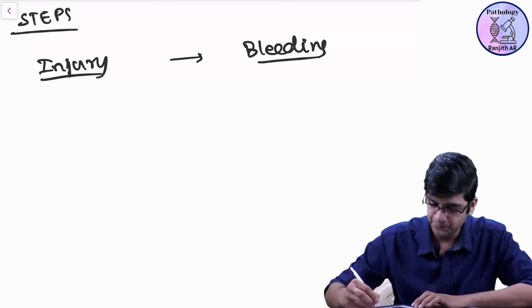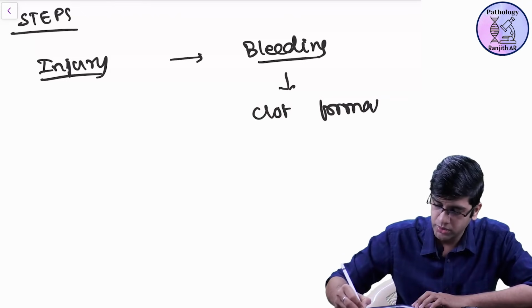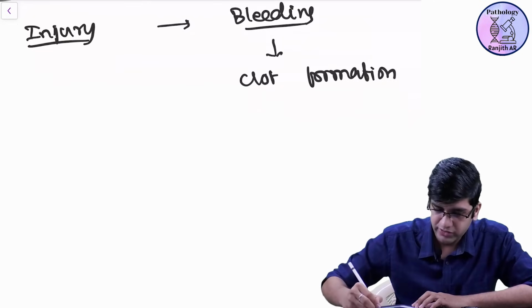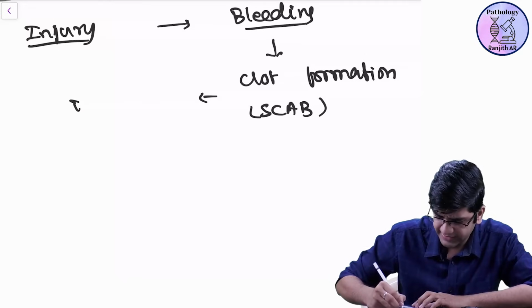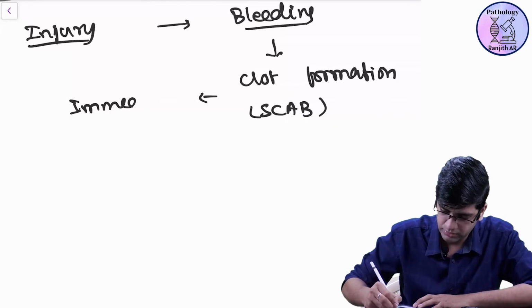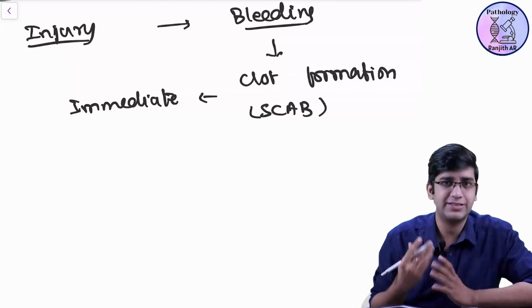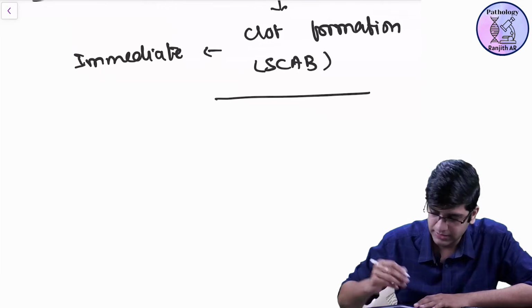You know the answer. After that you have a clot formation. Once a clot is formed, I'm going to call this clot a scab. Scab almost forms immediately. 3 to 5 minutes, that's what I'm going to put as immediate. I'll have an immediate scab formation. In the scab, what happens is, then my next step comes.